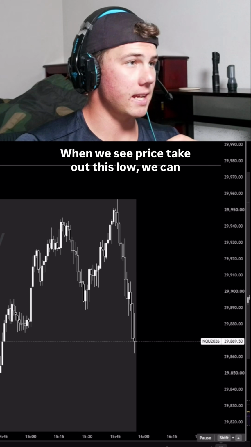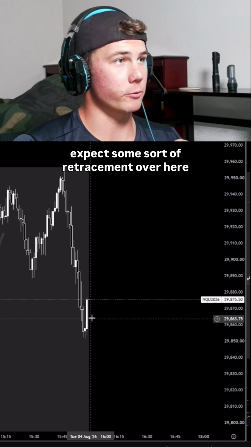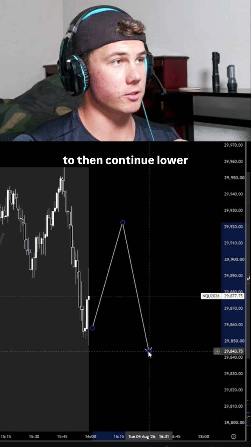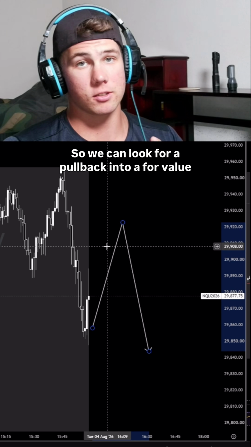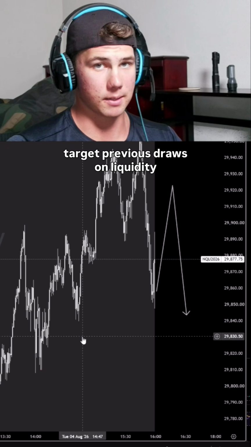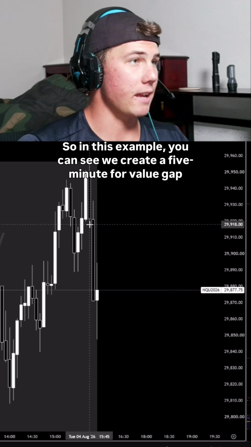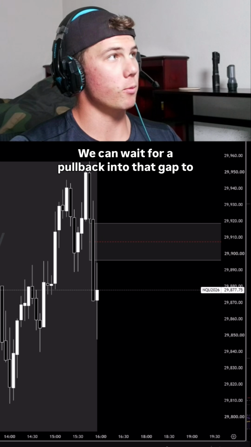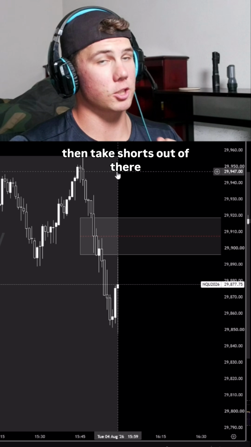So here's a trade example. When we see price take out this low, we can expect some sort of retracement over here to then continue lower. So we can look for a pullback into a fair value gap and then an inversion out of that to target previous draws and liquidity. So in this example, you can see we create a 5-minute fair value gap. We can wait for a pullback into that gap to then take shorts out of there.